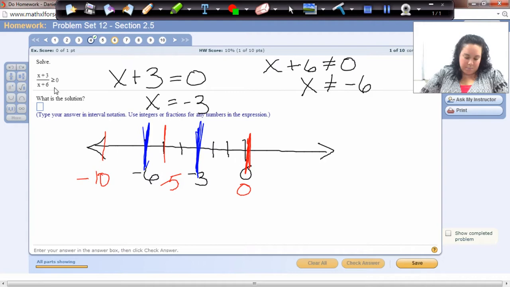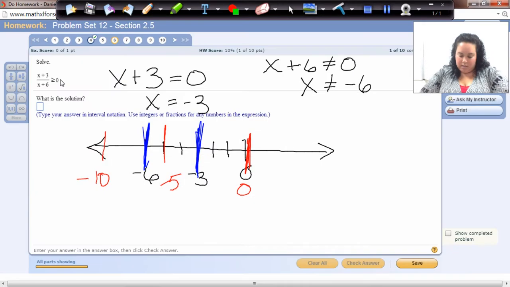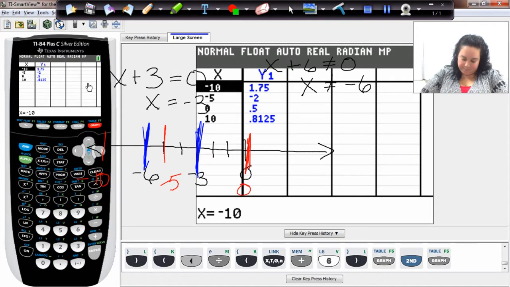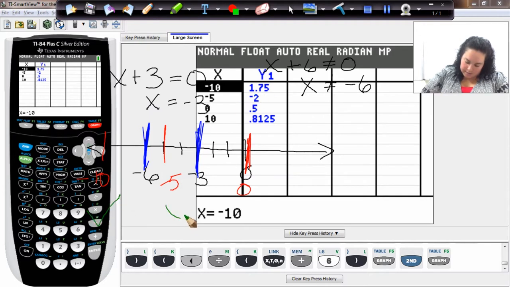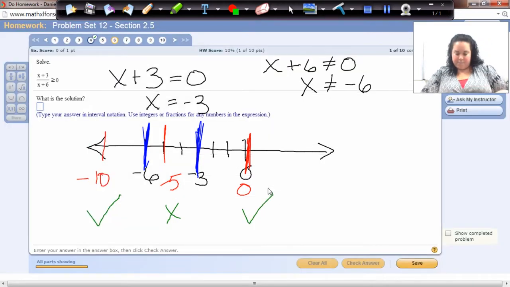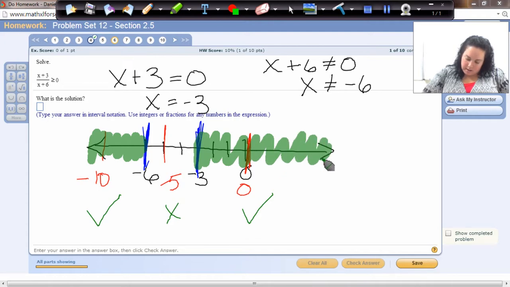We're looking for things that are bigger than or equal to 0. So we have that negative 10 is bigger than or equal to 0, so that's good. This one is bigger than or equal to 0. Negative 5 is not, and 0 is. So the regions that work for us for bigger than or equal to 0 are this region and this region, but not the middle.